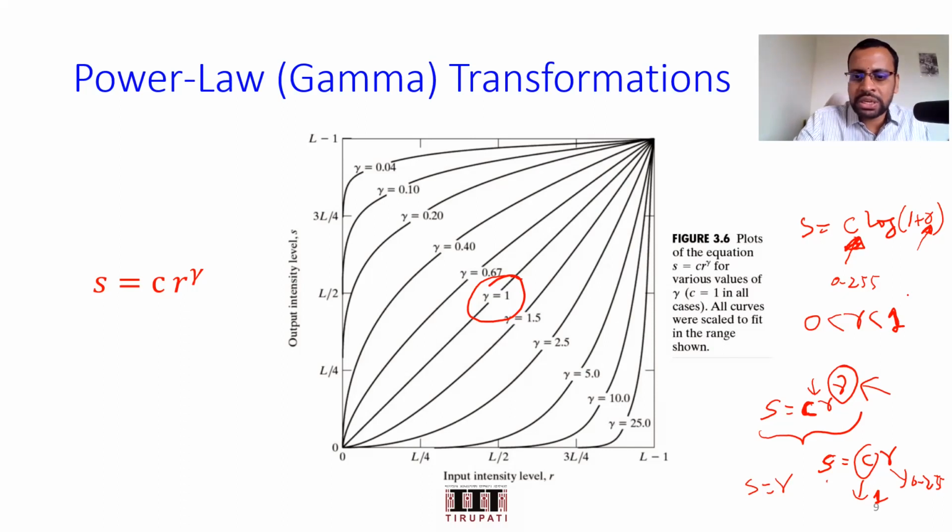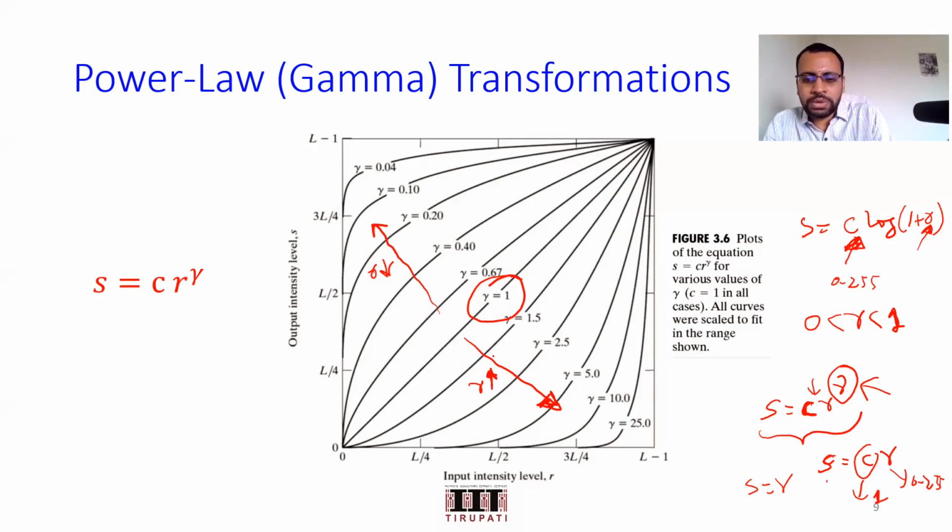Then you would see as I reduce the value of gamma, the curve will be moving in this direction. And if I am increasing gamma to more than 1, the curves will go in this direction, away from gamma equal to 1. It's not R here. R is the input intensity. Here also, this is not R, this is gamma. This is also gamma. So what can you see here?